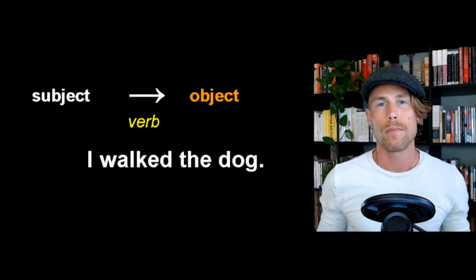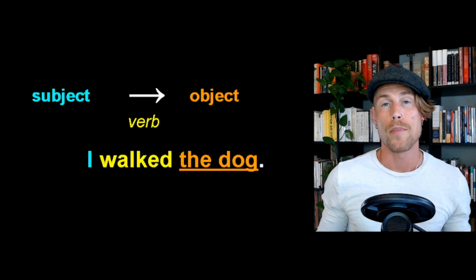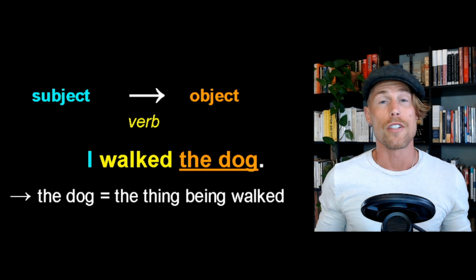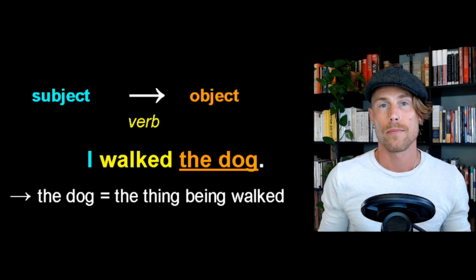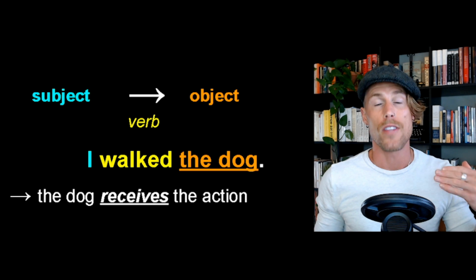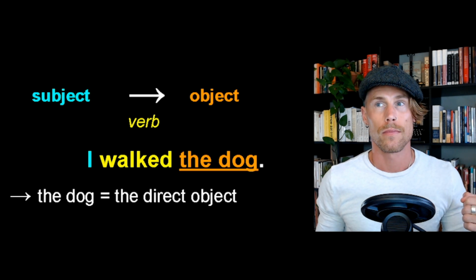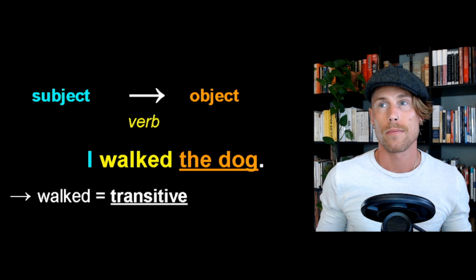What about this sentence? I walked the dog. Subject, verb, object. The dog is the thing being walked. The dog receives the action. The dog is the direct object. Therefore, walked is transitive in this example.